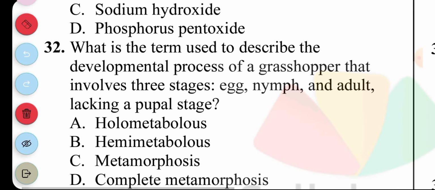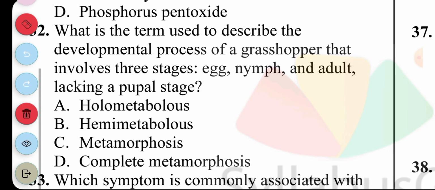32. What is the term used to describe the developmental process of grasshopper that involves three stages: egg, nymph, and adult, lacking a pupal stage? A. Holometabolous. B. Hemimetabolous. C. Metamorphosis. D. Complete metamorphosis. The answer is B. Hemimetabolous. Now, holometabolous means complete metamorphosis.